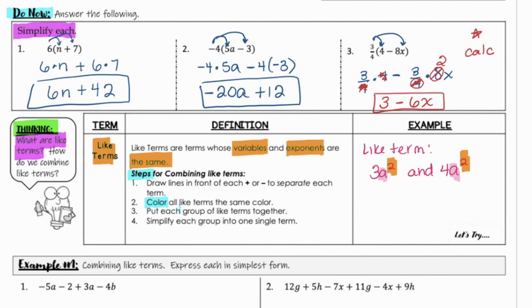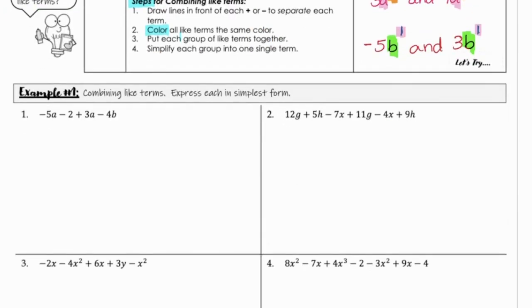Let's say I gave you a negative 5b and a 3b. Again, these are like terms. Why? Because they contain the same variable and they also contain the same exponent. Don't forget, if you don't see an exponent, what exponent's really there? An invisible one. So I'm able to combine them, adding or subtracting them. So let's take a look at our first example.